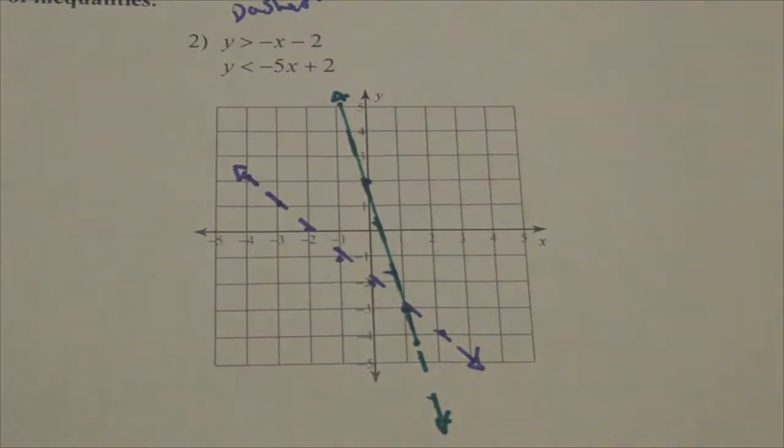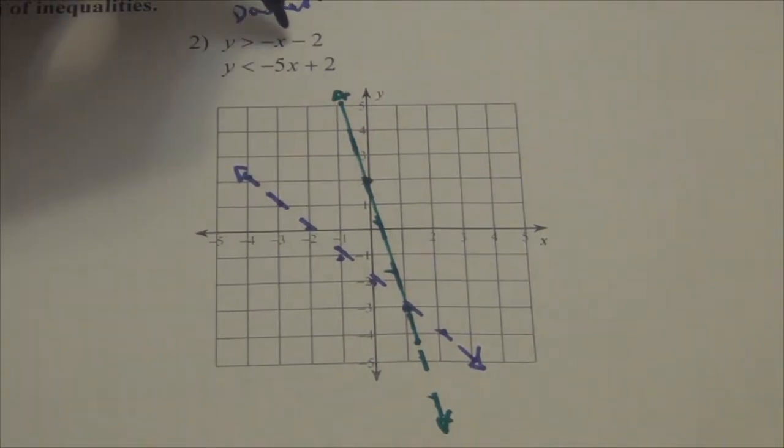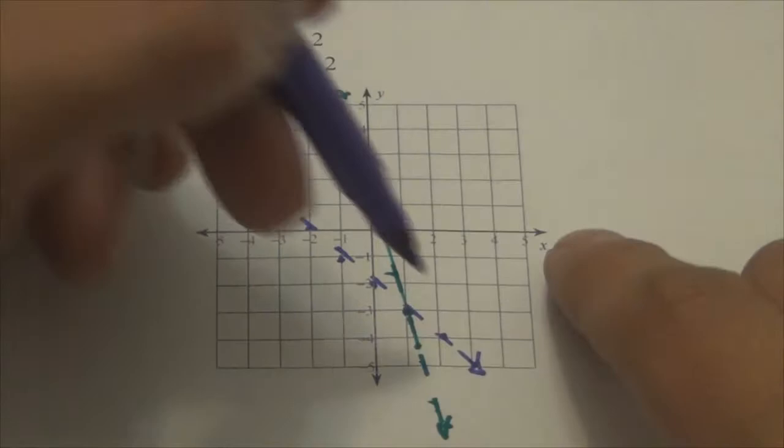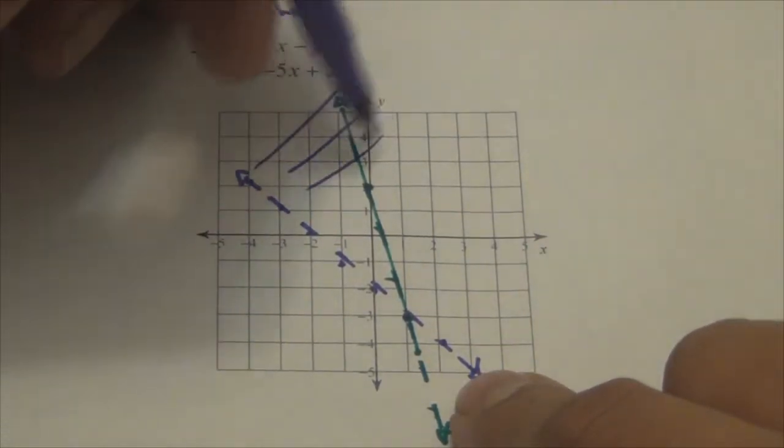And now, one thing I'm not going to make mistakes on is the solution set. So here it says that y is greater than negative x minus 2. So, this line right here, since it's greater than, I'm going to shade above the line.